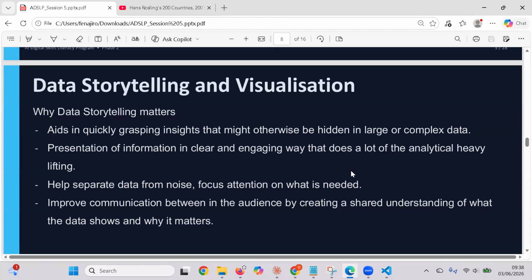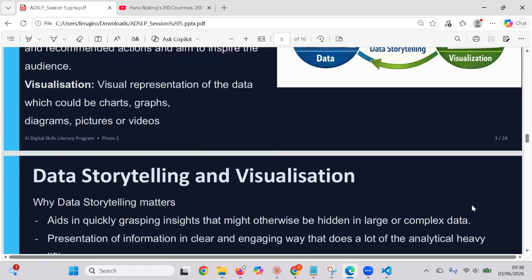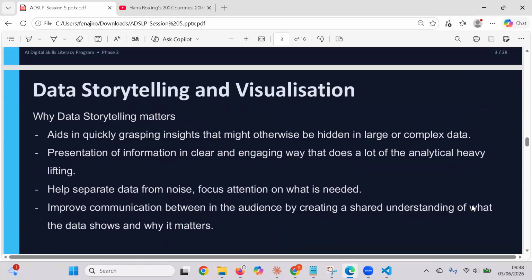So again, for you to get insights in hidden large numbers of complex data, you need presentation of information in a clearer and engaging way that does a lot of the analytic heavy lifting. Yes, with your data understanding and narrative, now your visualization will do the heavy lifting away from you, because through your visualization you are able to tell a clearer story of what you are trying to say. It helps separate data from noise. Yes.